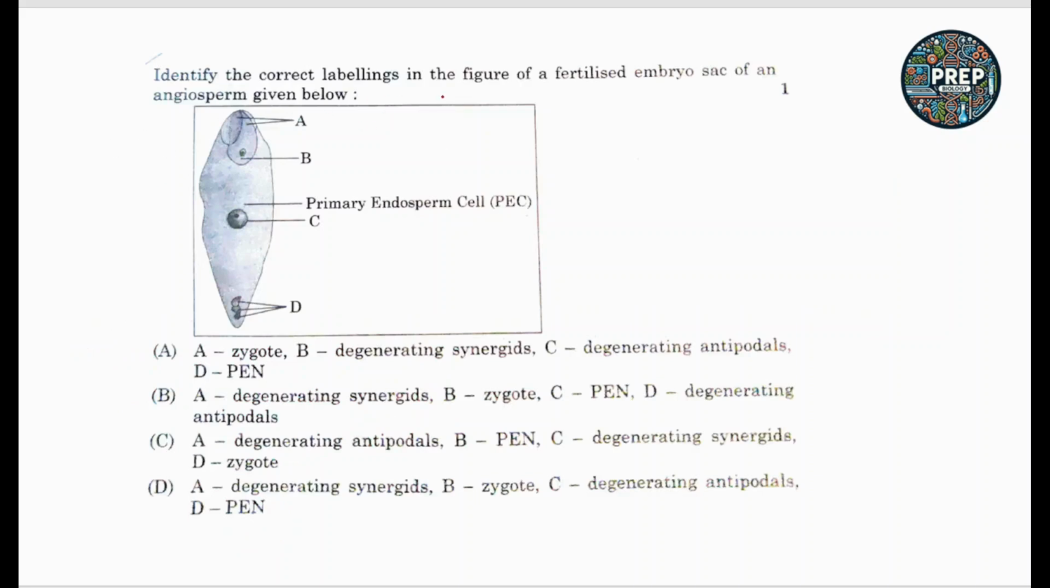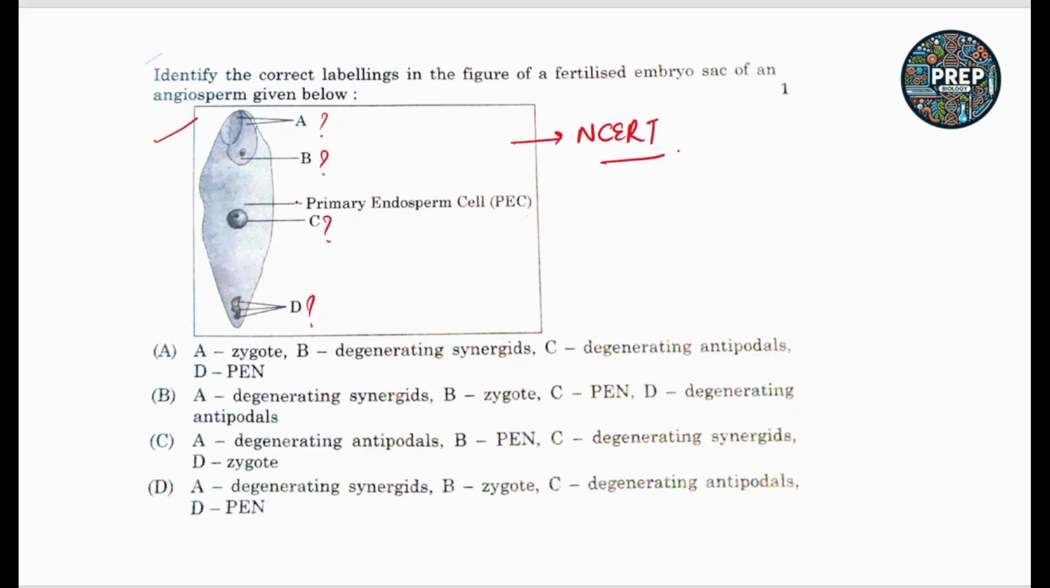identify the correct labelings in the figure of the fertilized embryo sac. You have the fertilized embryo sac structure. This is the structure that is already mentioned in your NCERT textbook. Okay, so as you all can see, these diagram kinds of questions have already been asked in your previous classes. So all the diagrams are also very important. Okay, so this is the diagram. You are asked to label A, B, C and D.